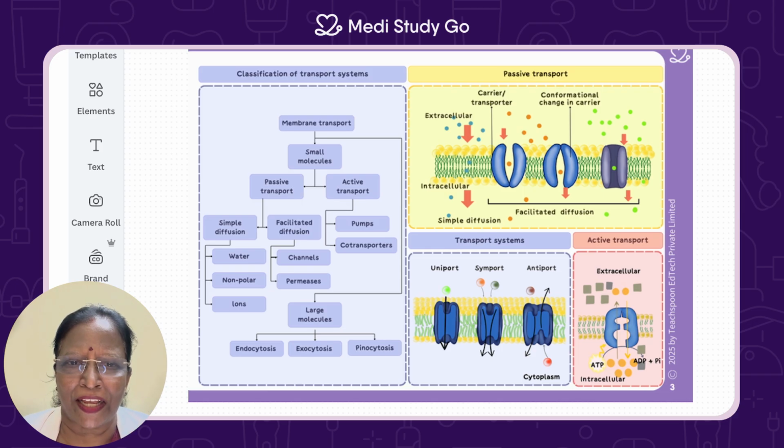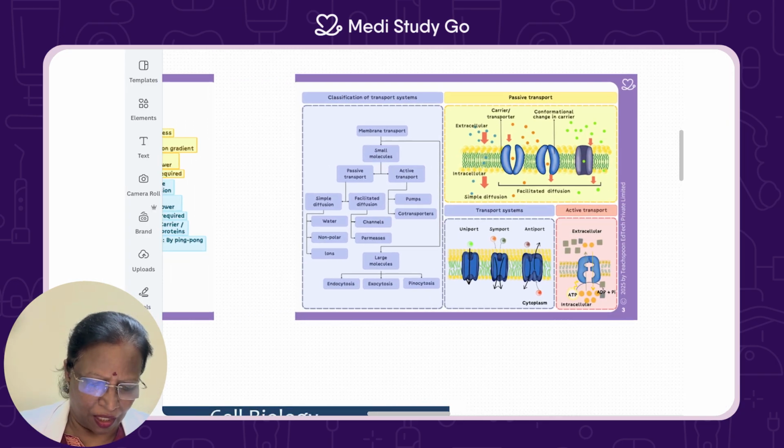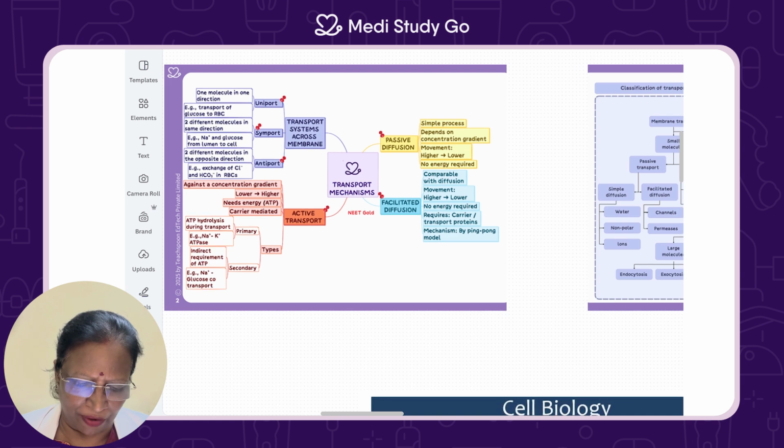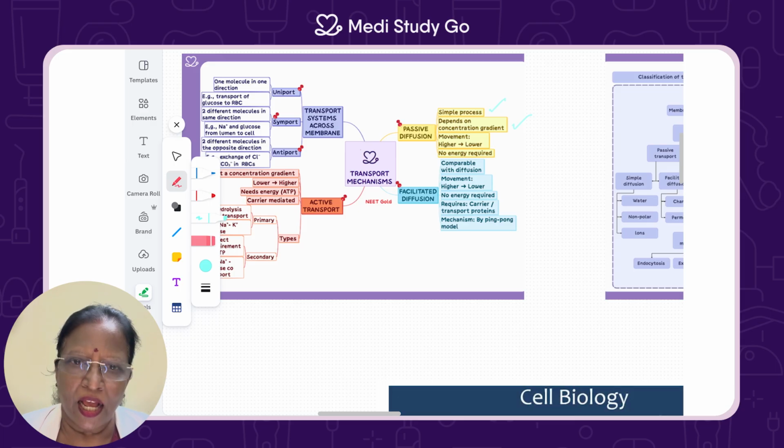We have a beautiful diagram here to explain the diffusion, simple diffusion, facilitated diffusion, the ping pong mechanism, and uniport, symport, and antiport. Let's just go to the mind map to see how well we have understood. Passive diffusion, it's a simple process, depends on concentration gradient, down concentration gradient, energy independent. Facilitated diffusion, it is comparable but faster than simple diffusion. Again, down concentration gradient, energy independent, carrier mediated, ping pong mechanism.